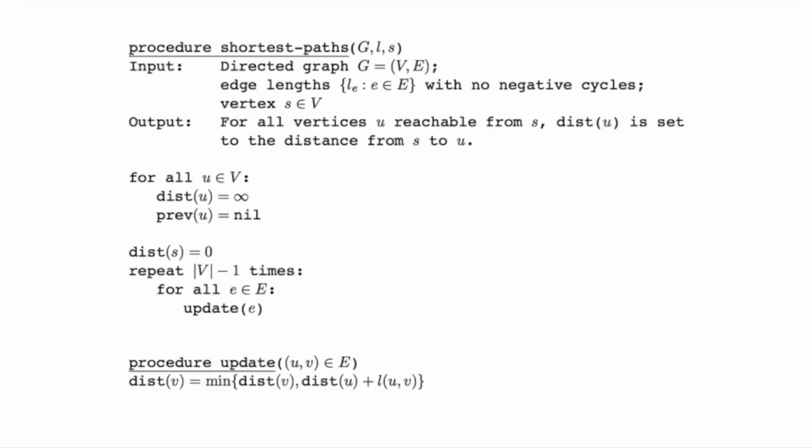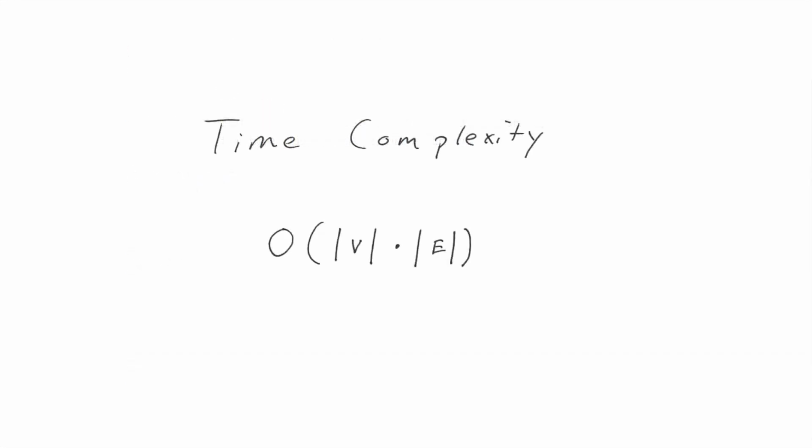Here's the pseudocode one more time. The time complexity is big O of V times E, which you can easily deduce from the code.